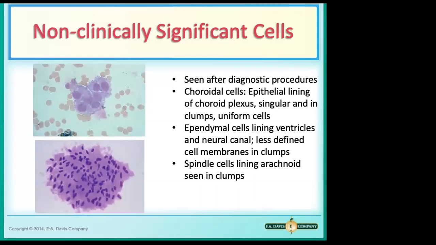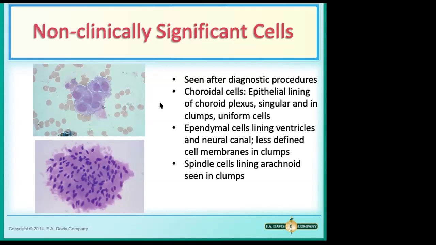All right, so in the CSF, we're also going to encounter some cells that are non-significant. Clinically, they're not non-significant. We may see clusters of spindle-shaped cells like the ones that you see in the bottom. You may see choroidal cells that show a really weird distorted border and nuclear uniformity. Here each one of these has its nucleus. Sometimes that just happens after a diagnostic procedure.